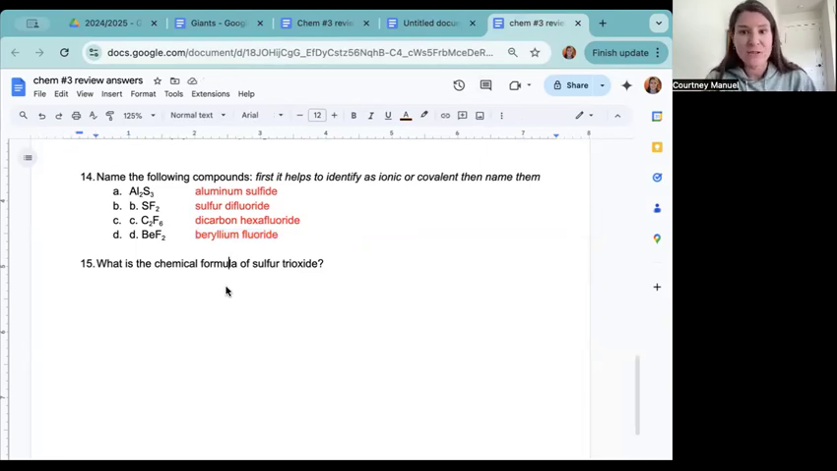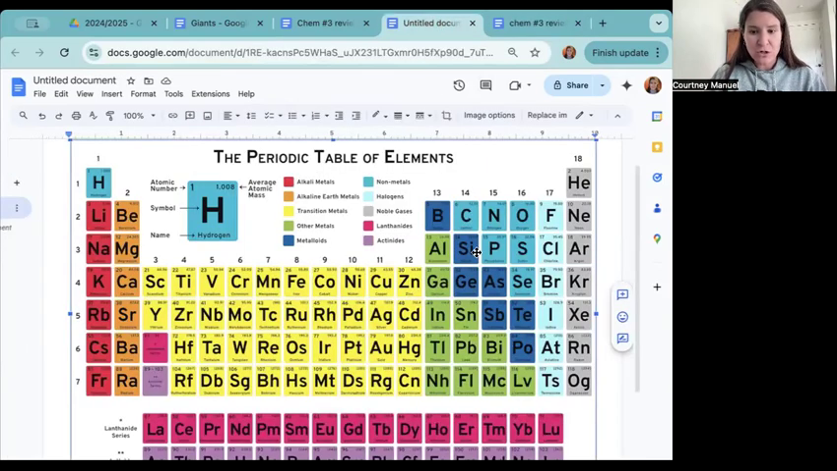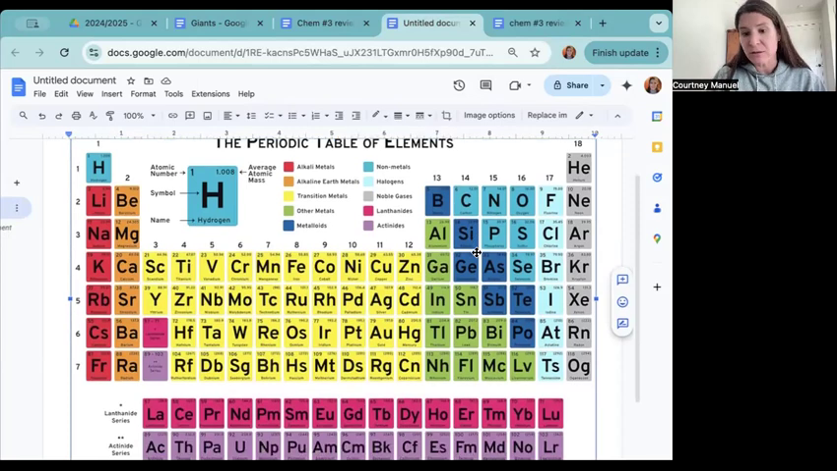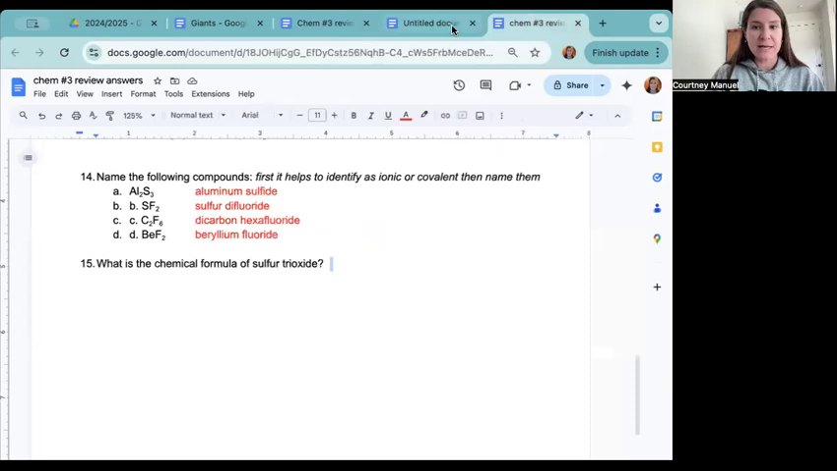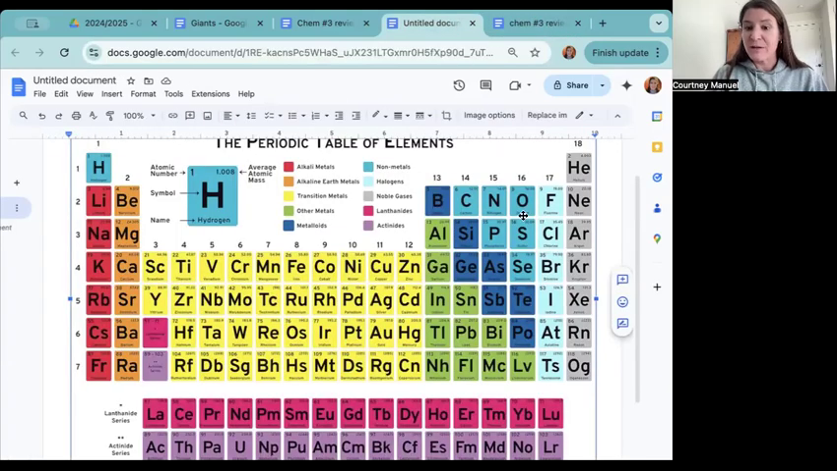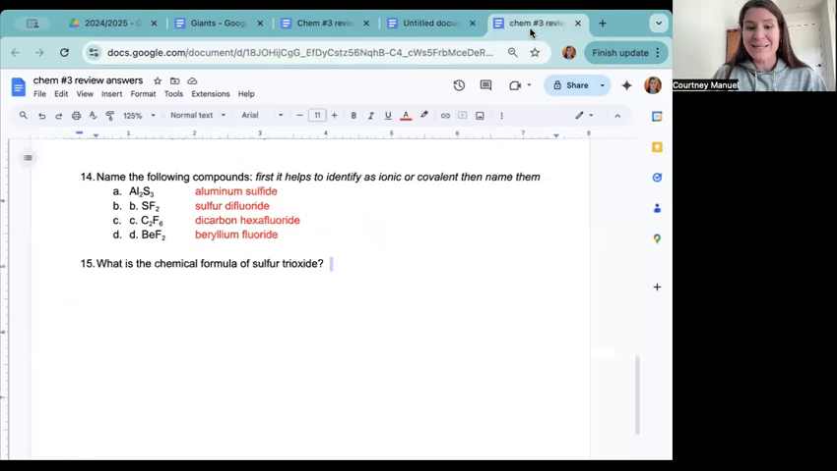All right, last question, number 15. What is the chemical formula of sulfur trioxide? All right, let's go look up sulfur. So we'd have to find the words, and they are little, but we've done something similar. So that sulfur is our S right there. And trioxide is going to be your oxygen. But because it says tri, we know that there has to be 3 of them. So that would be your SO3.